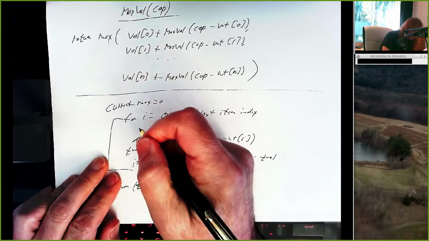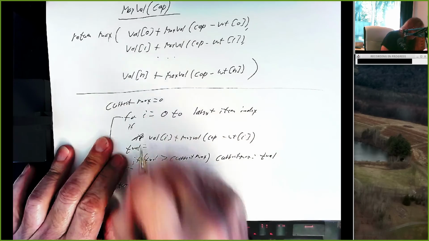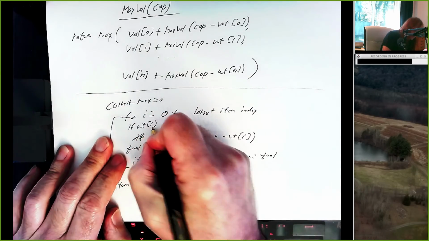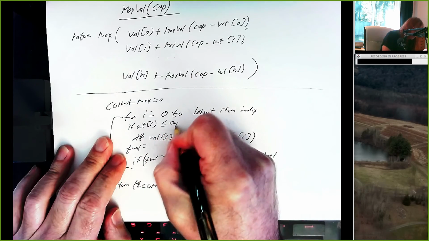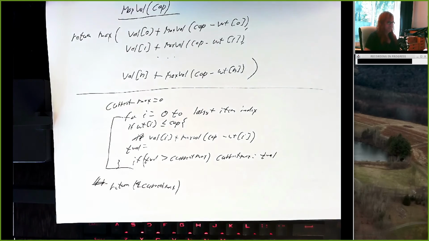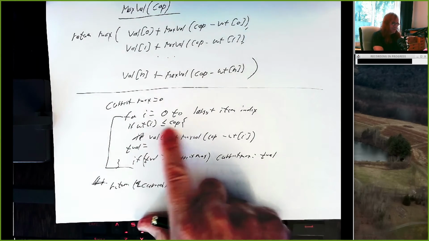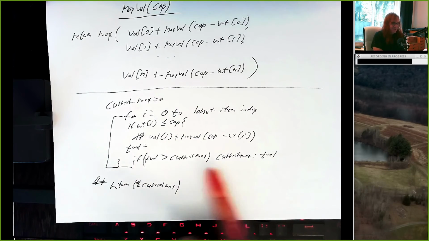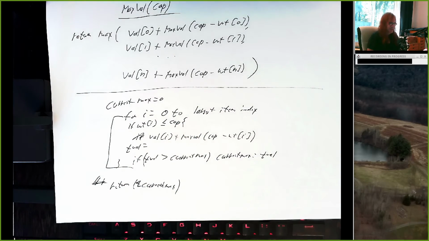And so we need a special check in here. So if the weight of item i is less than or equal to the capacity, then we go ahead and we do all of this stuff. But if item i weighs more than what our bag can hold, don't calculate this tentative value and compare it to your maximum and add it. You'll get a bogus answer.